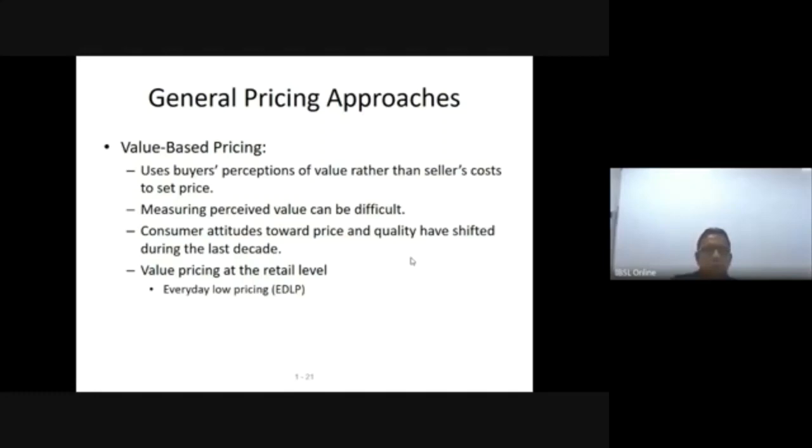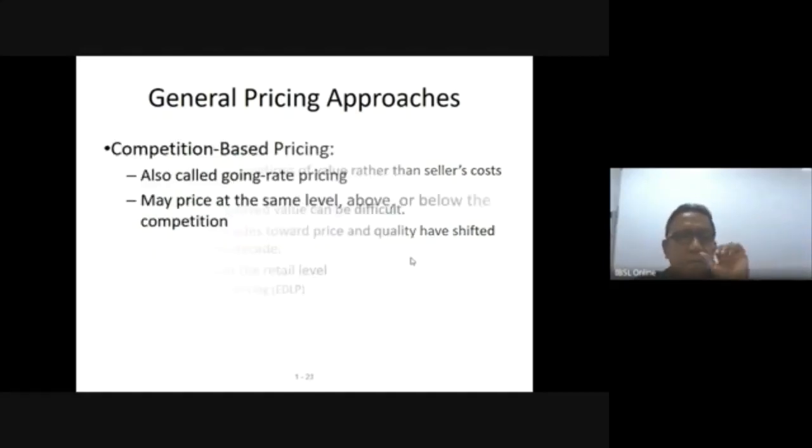Cargill's offer low price always because they had that advantage of doing business without the middleman, right? So the second approach is value based. There the buyer's perception is given more importance than any other thing.